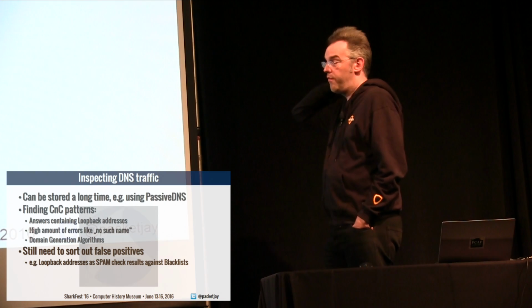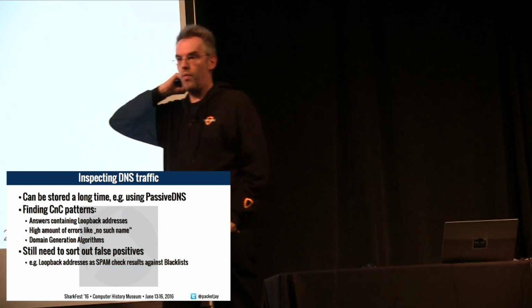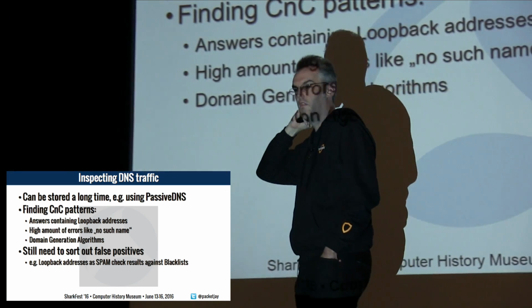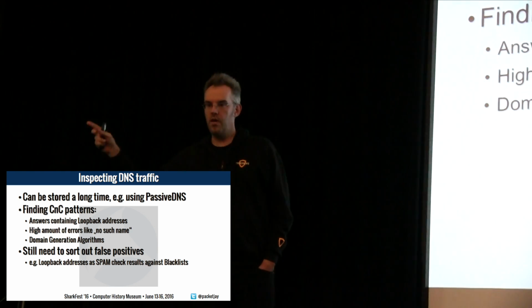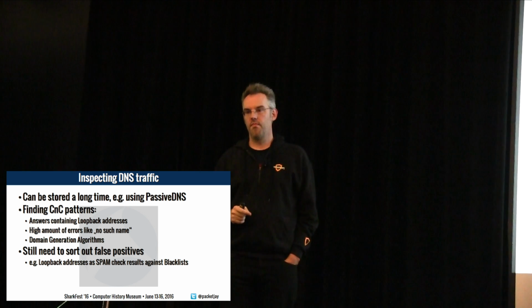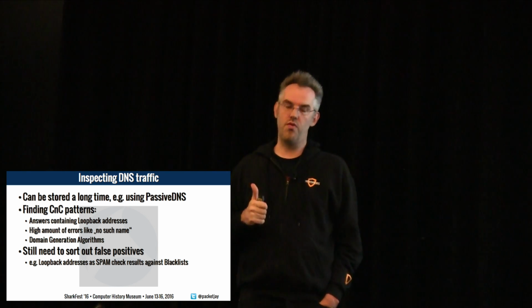And the other thing that you can find is answers containing loopback addresses. Why is that interesting? Loopback addresses. So you're saying, well, domain something.com, and you get back 127.0.0.1. There's two reasons for this. One is a legitimate reason, which means it's not always a bad thing. And the legitimate reason is, I think, something that Christian talked about yesterday.